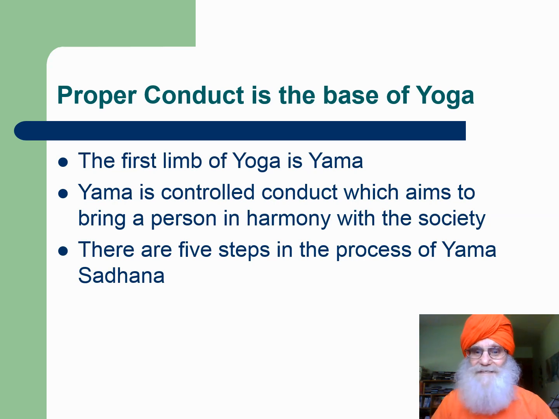So there are 5 steps in this process, and we call it Yama sadhana. Sadhana means perfection, striving, effort. And Yama means that which controls. So it's the controlling conduct which leads us to perfection. That struggle to do that is called Yama sadhana, that effort to get that kind of perfection.